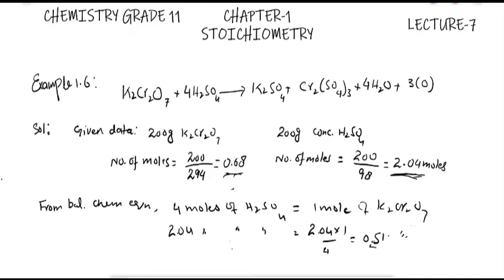So once you have identified which one of these two is the limiting reactant, the rest is easy. Now, any calculation or any data that you need to calculate from the given question is to be calculated from the limiting reactant. So now we know that sulfuric acid is the limiting reactant. So we have to do the calculations from 2.04 moles of sulfuric acid that we have. So let's solve the first question.